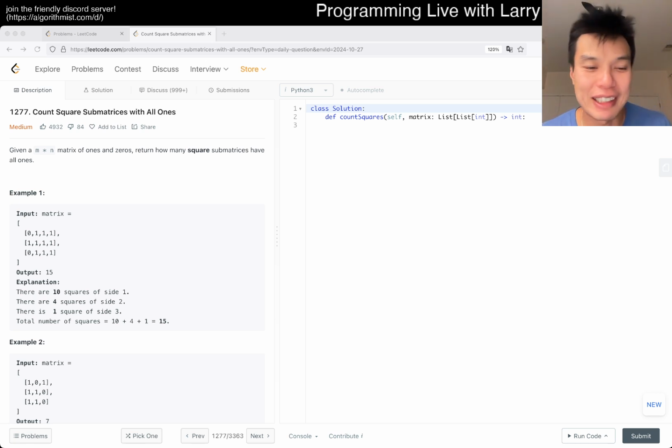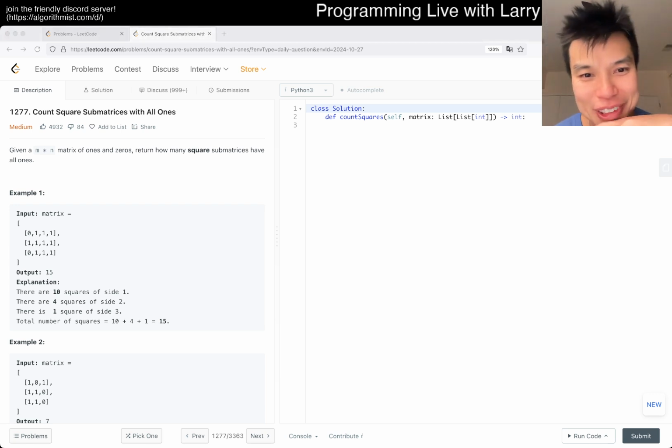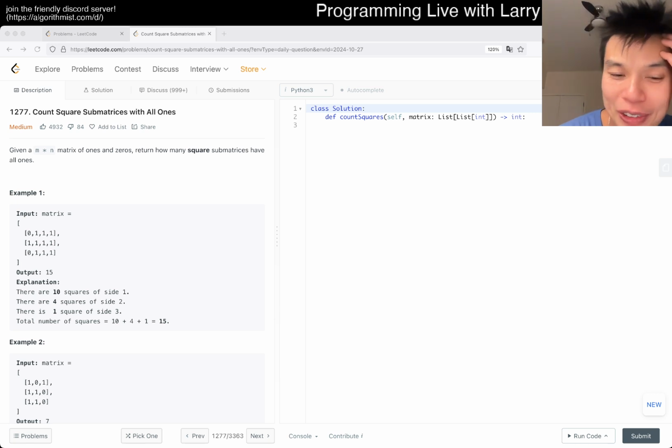But let's take a look at today's problem. Let's get really quickly and let's figure it out. Okay, so I'm not going to read the problem. We have 1277, count square submatrices with all ones. Okay, so they have to be square. Yeah, I'm speaking a little bit closer to the mic so you could hear it, even though I'm whispering, hopefully.